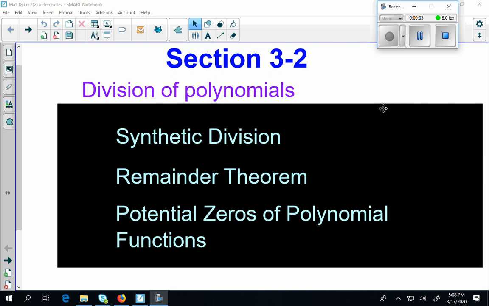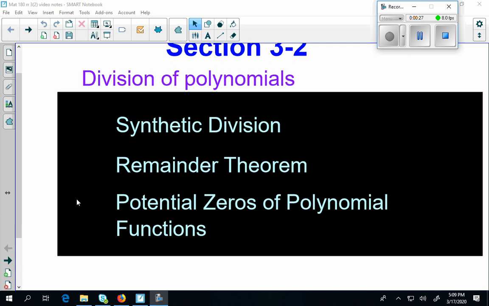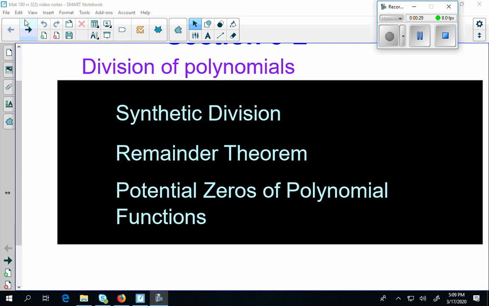Hi, today we're mainly going to be talking about synthetic division. We're going to be looking at these polynomials and how we divide them. Our divisor is going to be a binomial. We will look at the remainder theorem, what that means, and we'll investigate a way to find what the potential zeros of a polynomial function are.